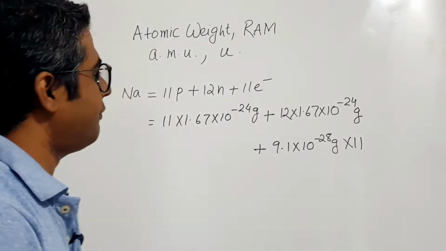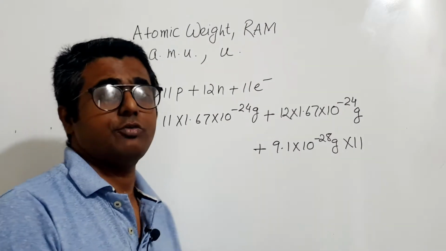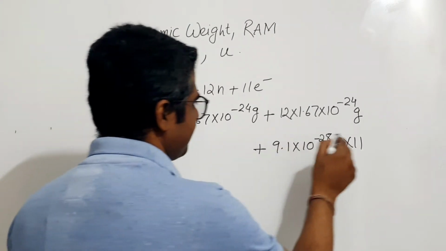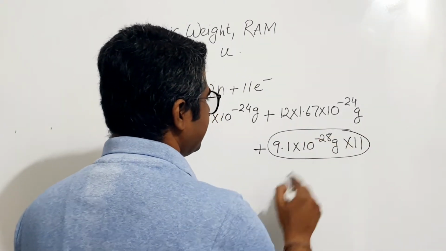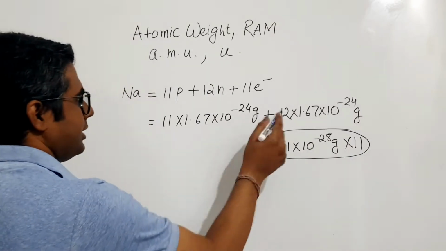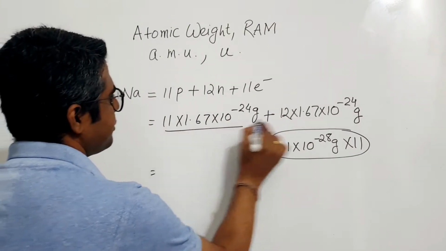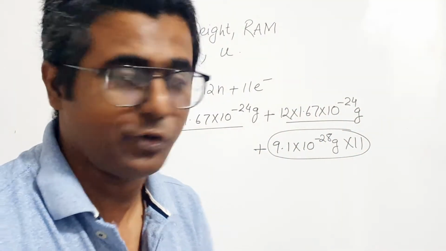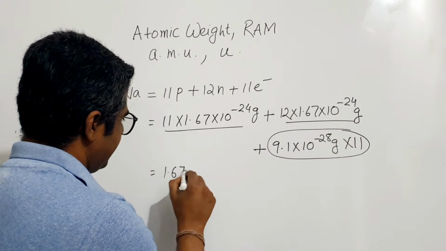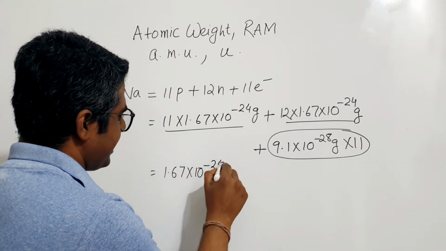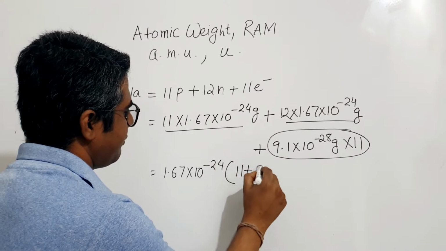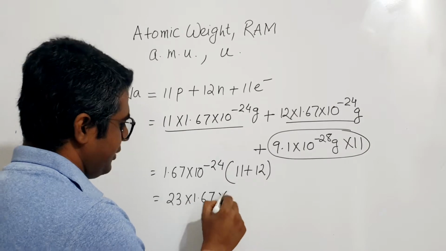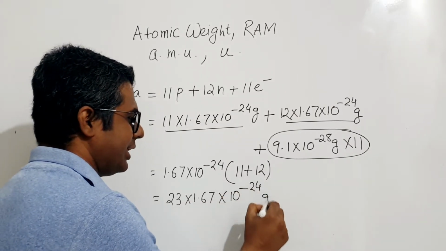If you see the mass of electrons, it is very small when you compare it with proton and neutron. So, necessarily you can basically ignore this mass, the electron's mass can be ignored. If you ignore this mass, then in between these two, you can take 1.67 into 10 to the power minus 24 as common, and you will get 11 plus 12. So, you can write it as 23 into 1.67 into 10 to the power minus 24 gram.